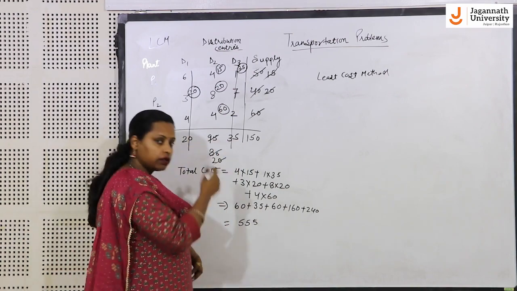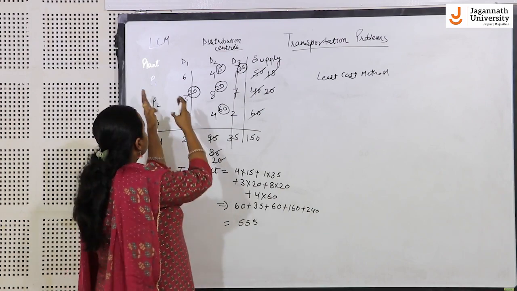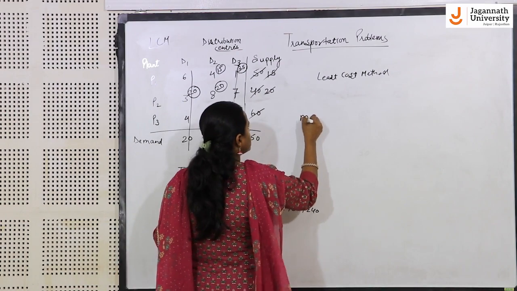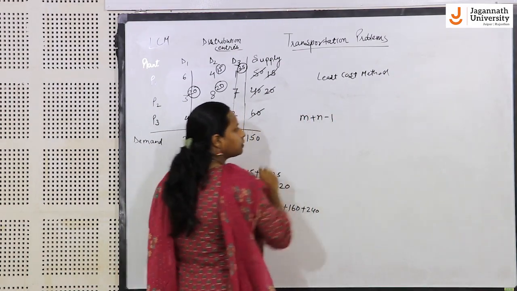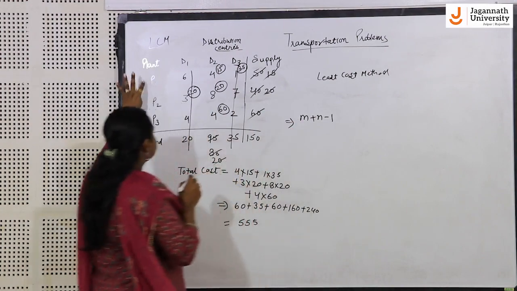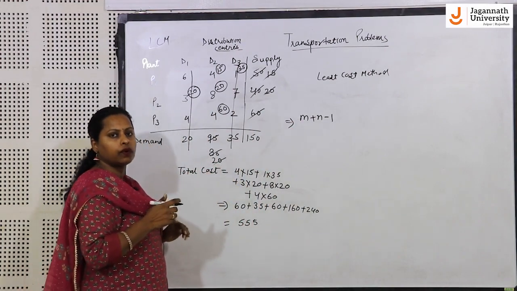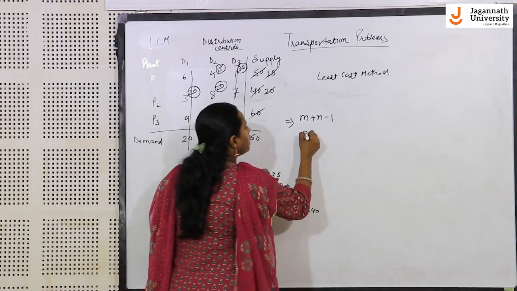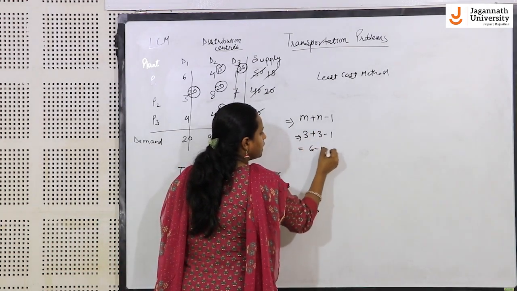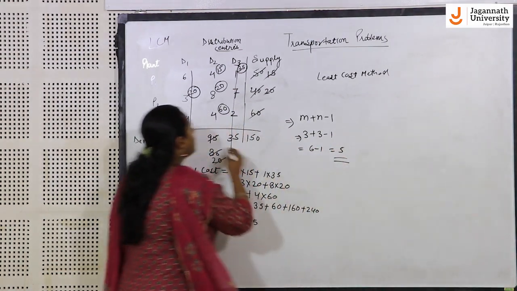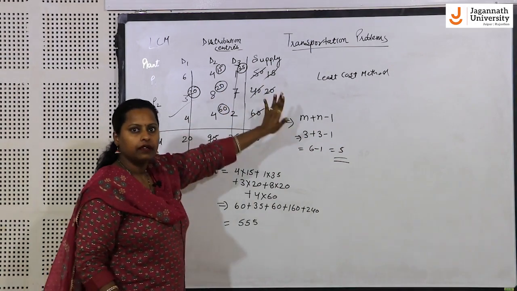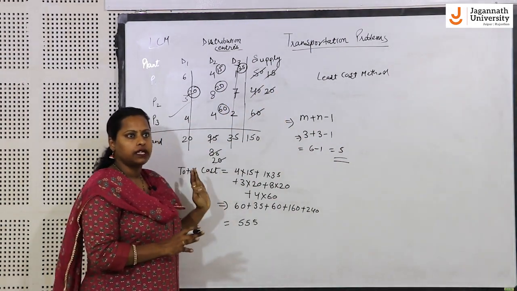So what you can do, you have to check the number of plants and number of distribution centers. So m plus n minus 1 will be your allocation. Fine. So m is what here? Plant, means the number of rows, and n the number of columns. So 3 plus 3 minus 1 will be 6 minus 1, that is 5. और आप देख सकते हैं यहाँ पे आपके allocations कितने हैं? 5. 1, 2, 3, 4 and 5. Fine. It means आपका allocation बिल्कुल ठीक है.